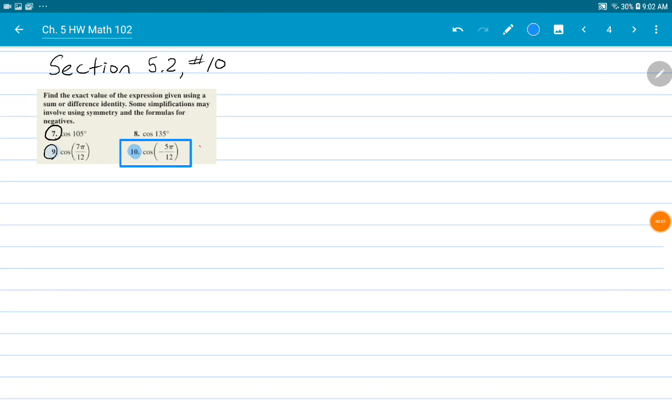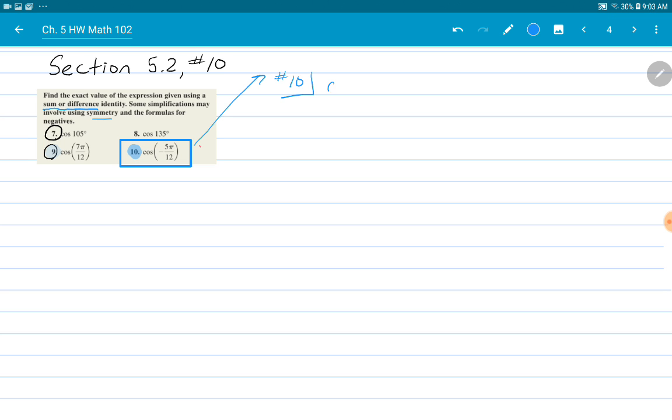In this section of 5.2, we're going to find the exact value of the expression given using a sum or difference identity. So that's our hint of what to use. Some simplifications may involve using symmetry in the formulas for negatives. So I'm going to use number 10 for our example here.